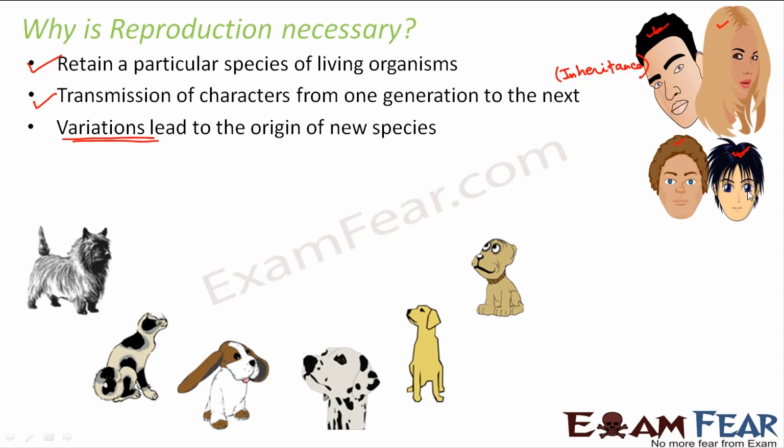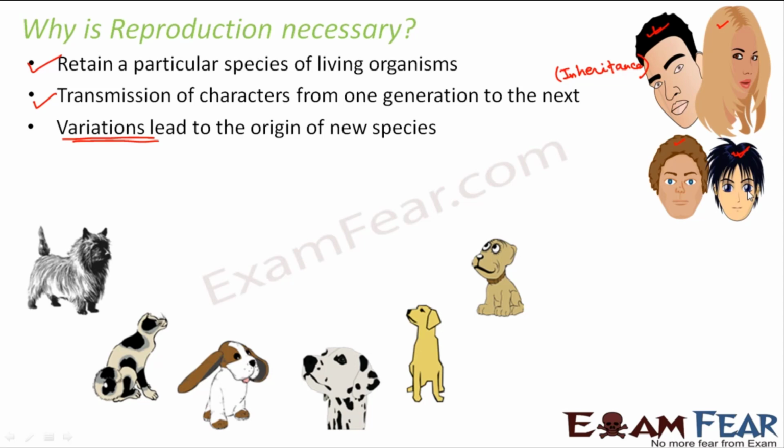So here on the screen you can see a variety of dogs, right? All of them are dogs. But do you think that all of them look similar to each other? No, right? All of them have different features, different characters and different traits, but they are all dogs. So now this is nothing but a result of variations, right?